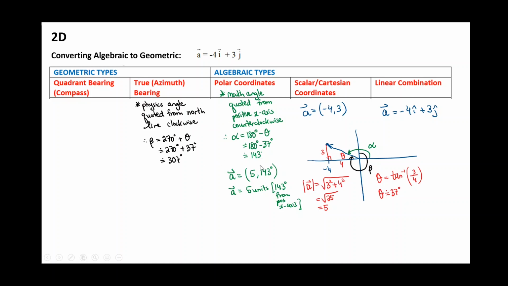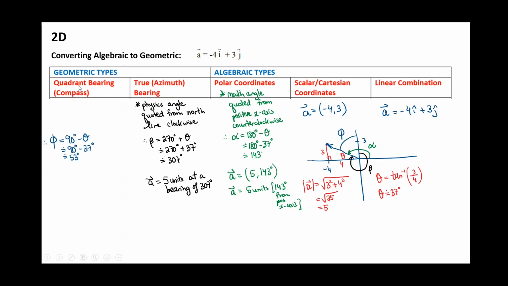This would be beta on the diagram that goes from the north line all the way clockwise until it hits this vector. And so that would be the 270 plus this theta, so 307 in the end. And so using this true bearing, you would say vector A is 5 units at a bearing of 307 degrees.